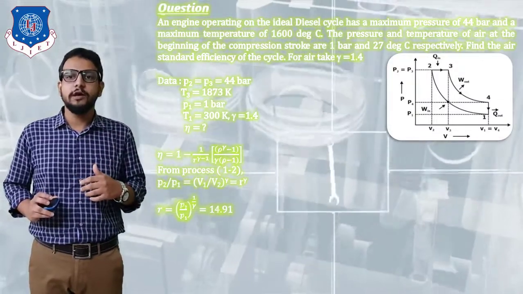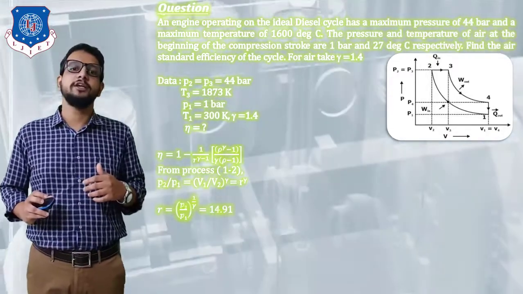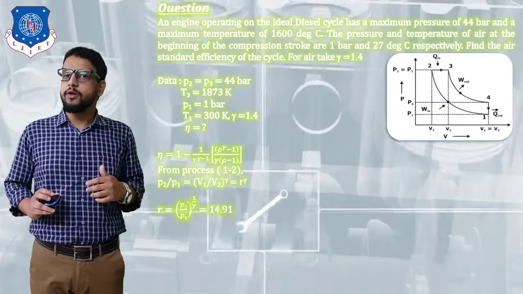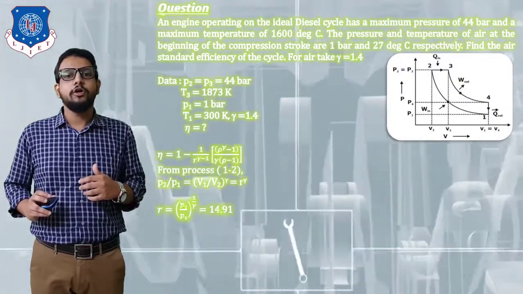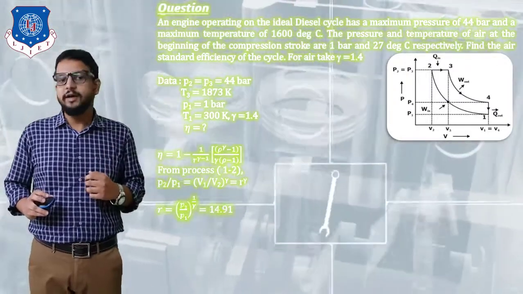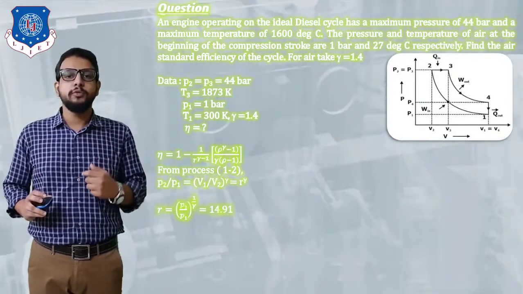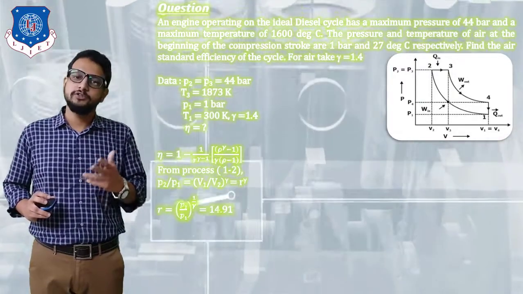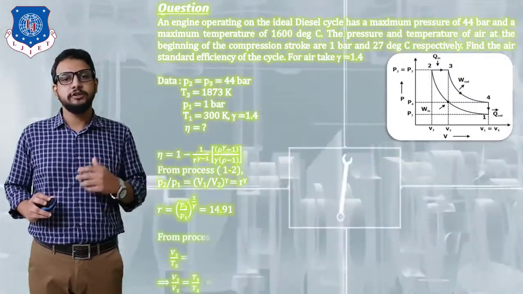Observe carefully our process 1 to 2. From this process we know our PV relation: P1 V1 raised to gamma equals P2 V2 raised to gamma. From that equation, can I say we can obtain r, that is compression ratio. Making r the subject, we can write r is equal to P2 by P1 raised to 1 by gamma. As we know, P2 is 44 and P1 is 1 bar, so we obtain r is equal to 14.91. So the compression ratio we have obtained.